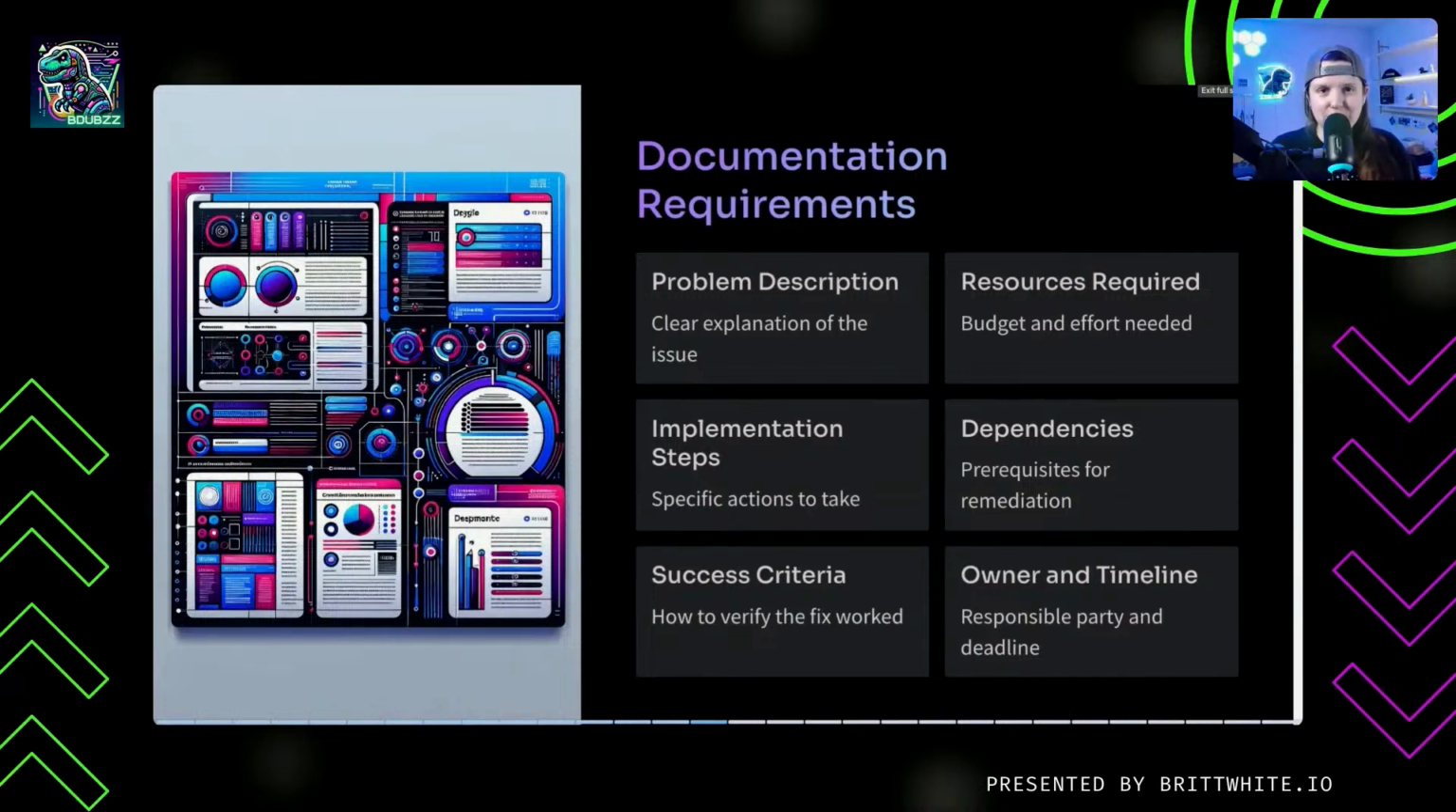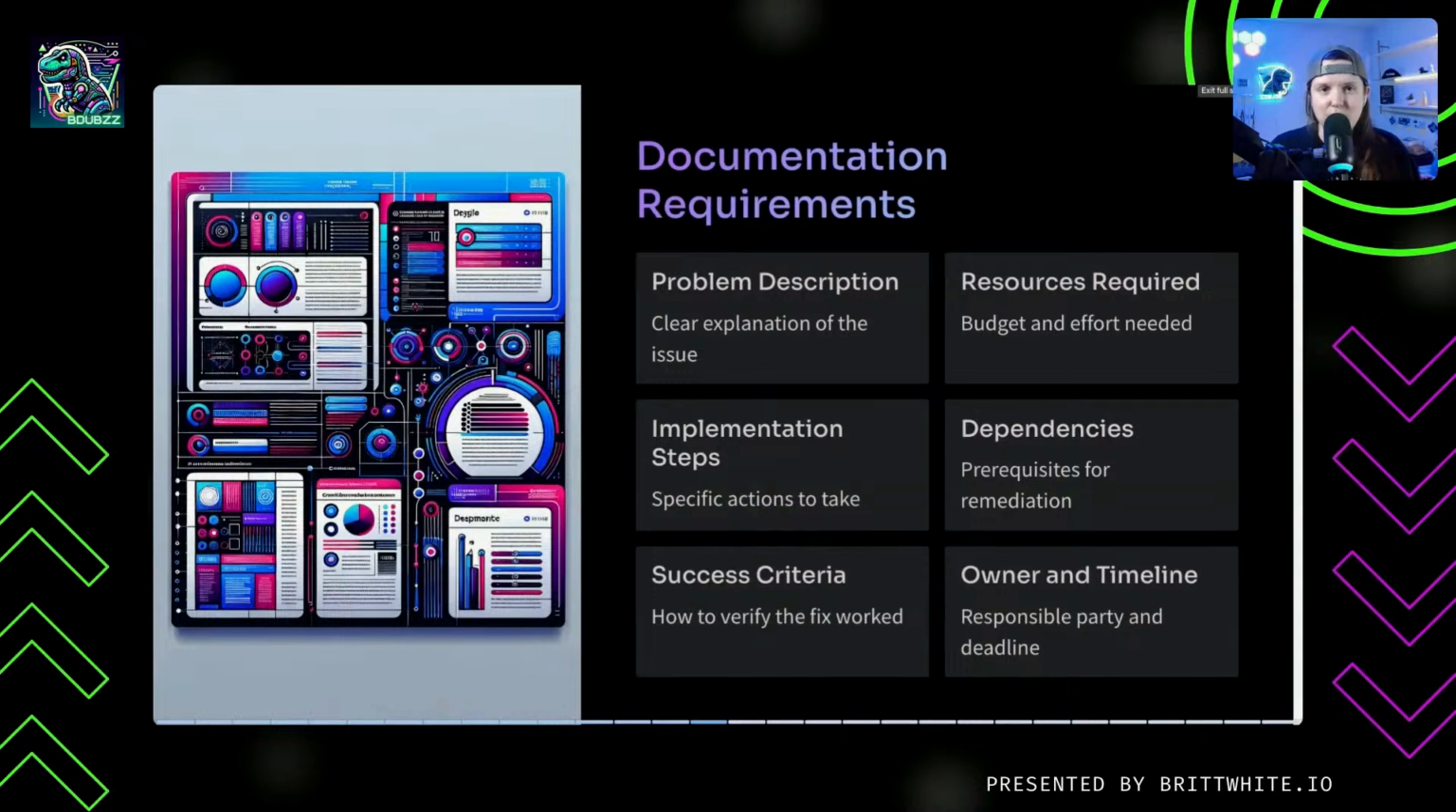Then we look at the resources and effort required. This helps us plan and budget effectively. Next, we outline specific implementation steps. Think of this as your roadmap to fixing the issue. We also need to identify any dependencies or prerequisites. What needs to be in place before we can start?